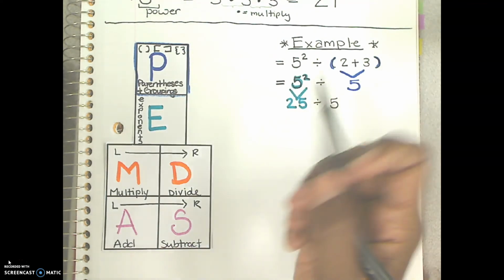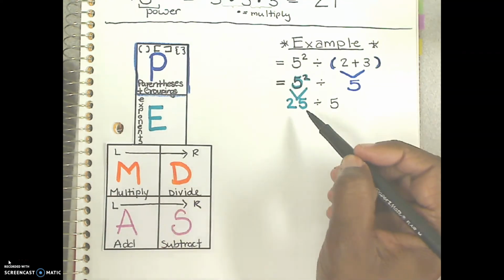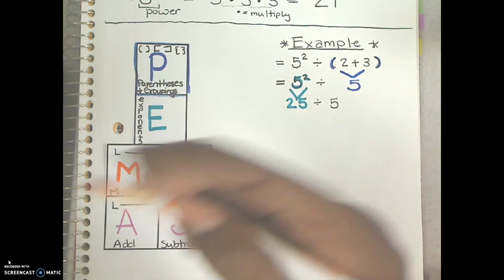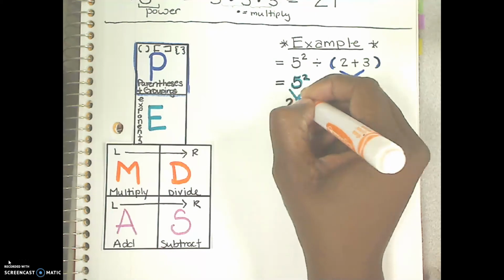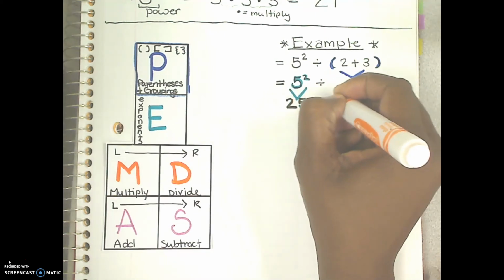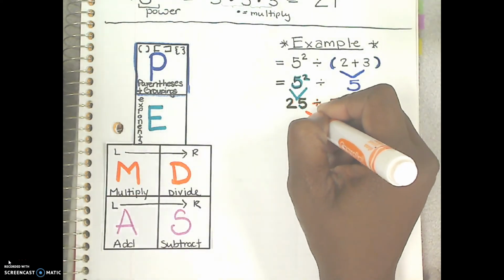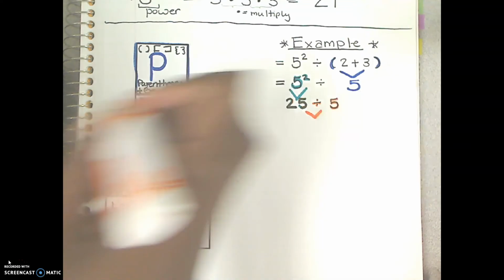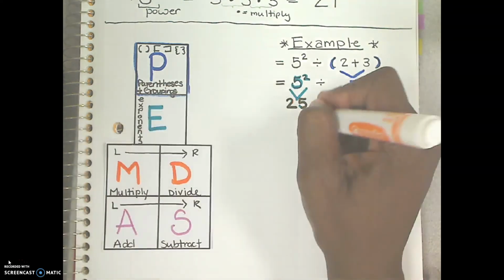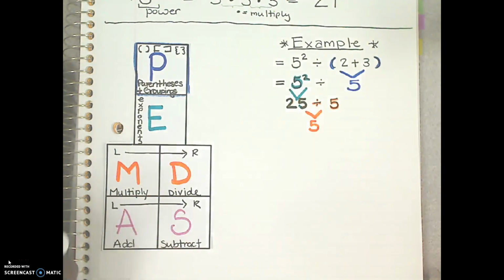Exponents done. Then I multiply and divide in the order they come first. What was there, multiplication or division? There's division. Correct. I take 25 and I divide by 5. What do I get? Five. Correct.